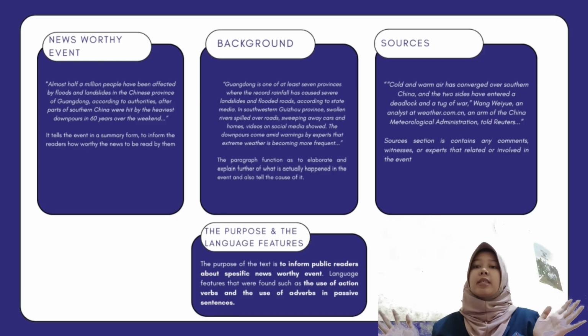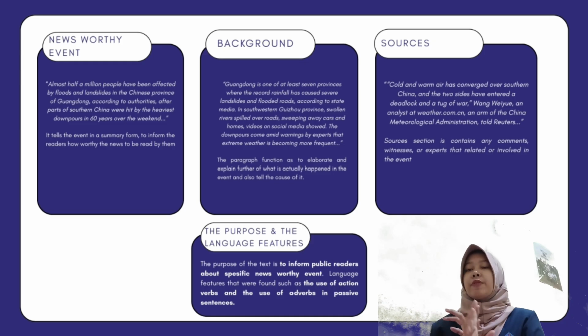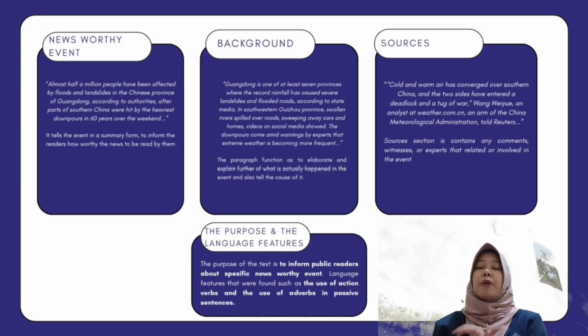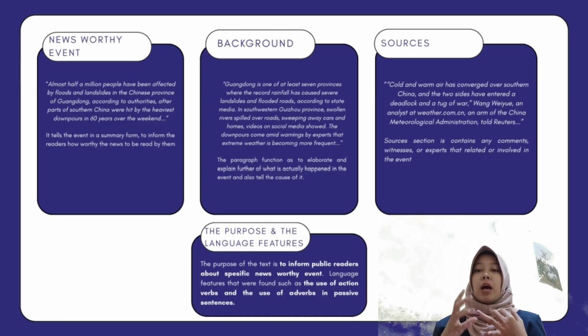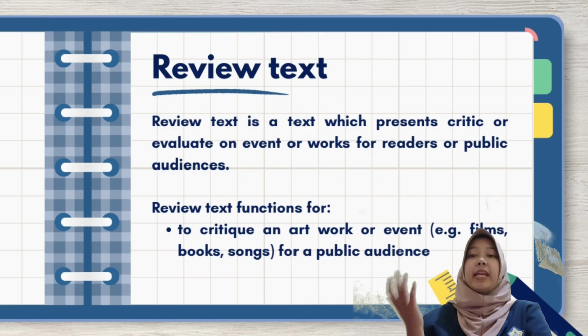And then the last section is the purpose and the language features of the text. The purpose of the text is obviously to inform the readers of the newsworthy event. And the language features I found are the many uses of action verbs, and also the use of adverbs in passive sentences. Now we come to the last genre of text, which is review text.